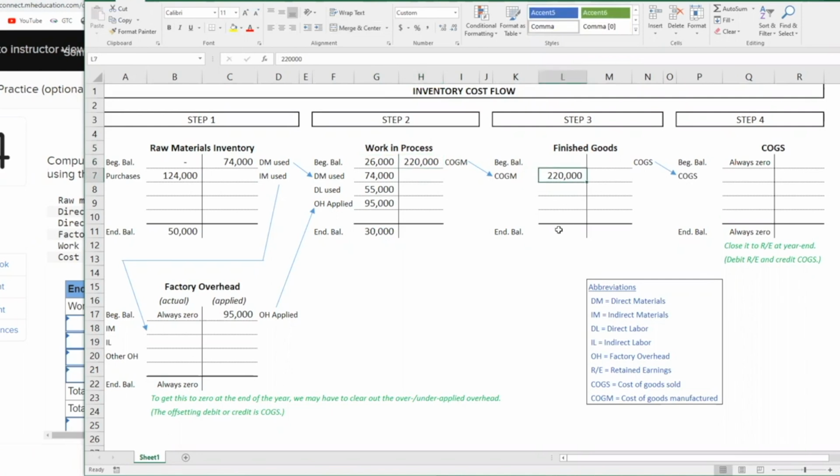Now, we haven't talked about journal entries. I know a lot of you hate journal entries because we did them like all the time in 101, but these are actually all journal entries with debits and credits. For example, what I just did is literally debit finished goods inventory, credit work in process inventory.